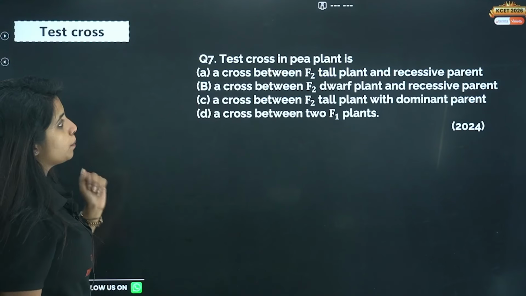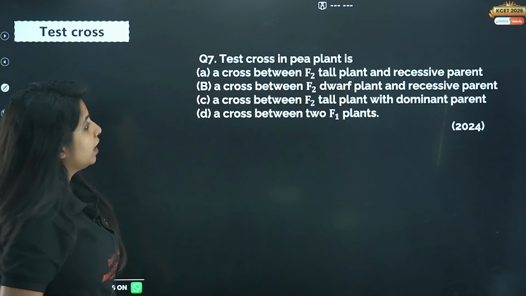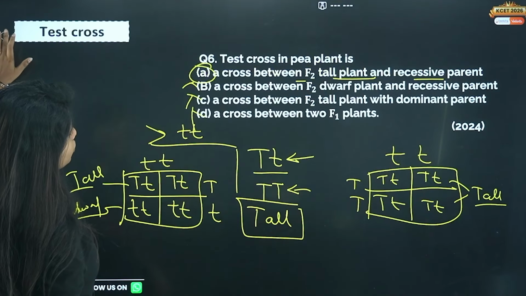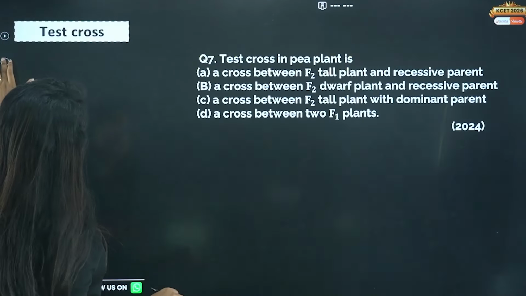Now, question number 7. Test cross in pea plant is. Again the same question. I'm so sorry. Okay, question number, I think.